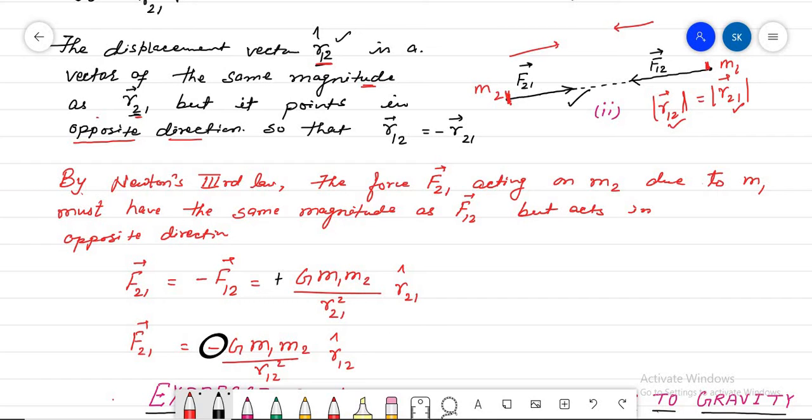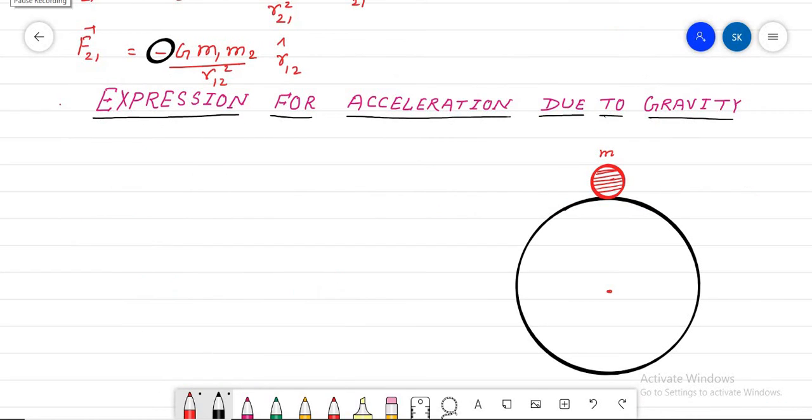One thing is also remarkable, that the law of universal gravitation should not be confused with Newton's second law of motion, which is F equal to ma. The gravitational force of attraction and how its value varies with distance and masses involved. On the other hand, Newton's second law relates the force on a body, it can be any force, to the mass and the acceleration of the body. After that, we will discuss the expression for acceleration due to gravity.